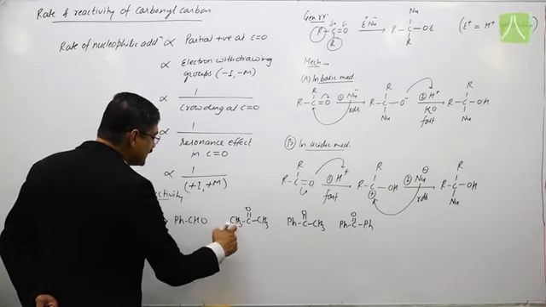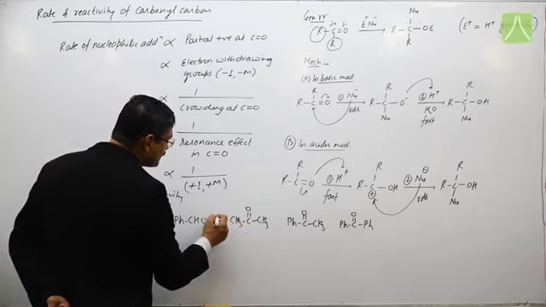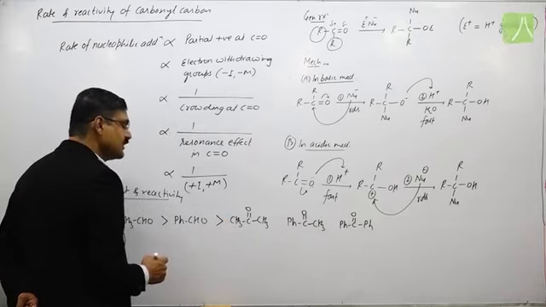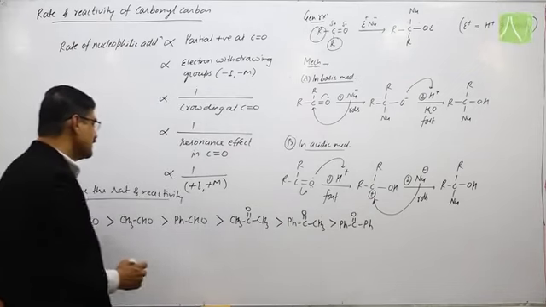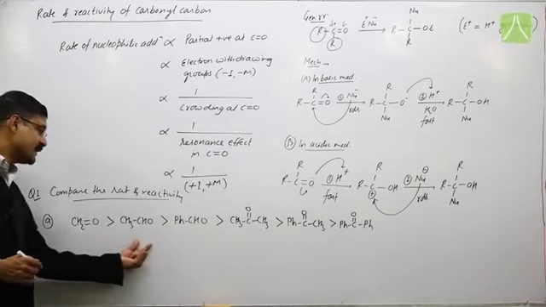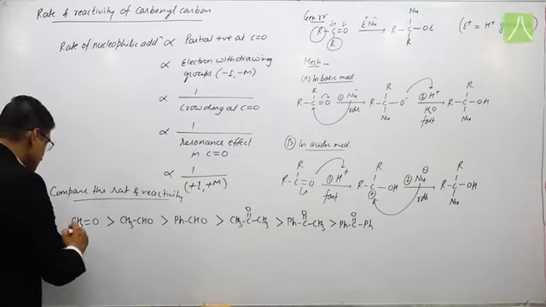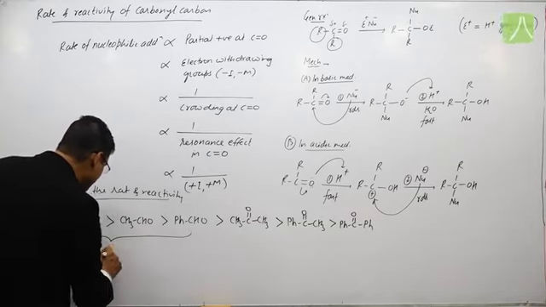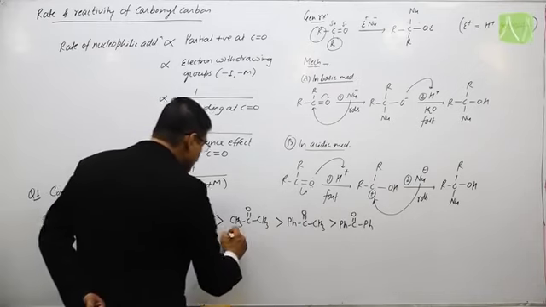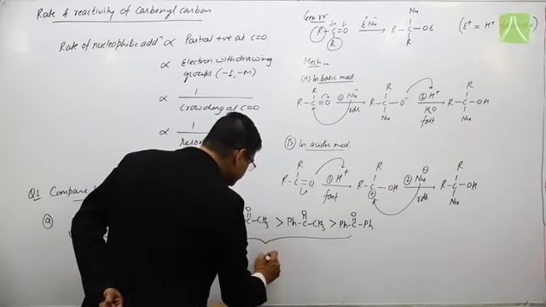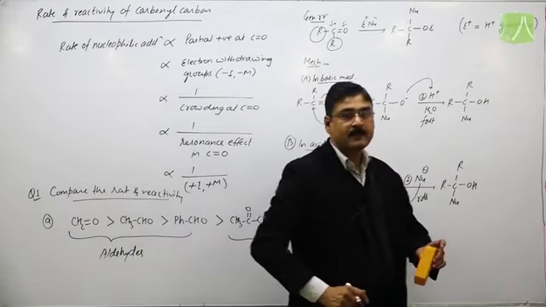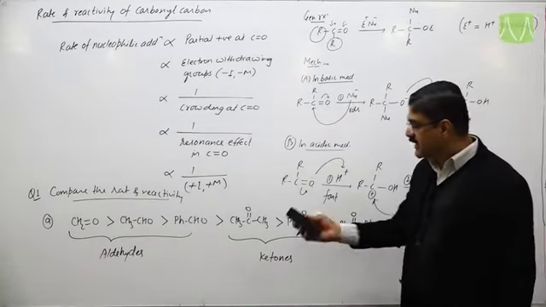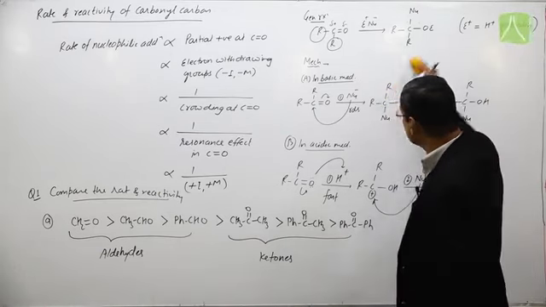Again crowding increases because there are two alkyl groups. So crowding increases, so rate decreases. Again the resonance effect increases, so rate also decreases. So in general we can say aldehydes are more reactive than ketones. These are normal aldehydes and these are the normal ketones. So generally we can say in carbonyl compounds aldehydes are more reactive than ketones.